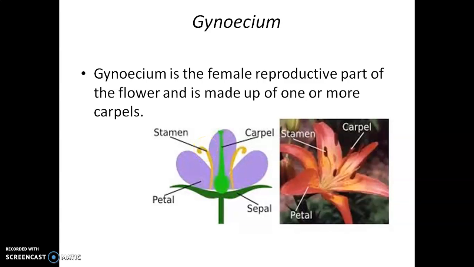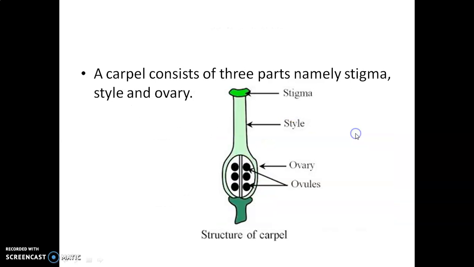Then the 4th whorl, that is gynoecium. We know that it is the female reproductive part of the flower and it's made up of one or more carpels. This is represented as carpel. See, in green color you can see carpel. Here also it is represented, and the carpel consists of 3 parts. Which are the 3 parts of carpel? Yes, stigma, style and ovary. Stigma and the long and slender style and ovary.